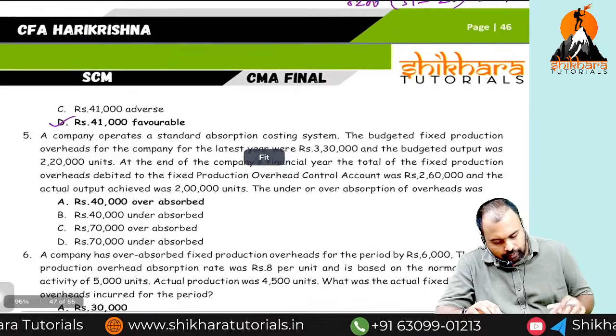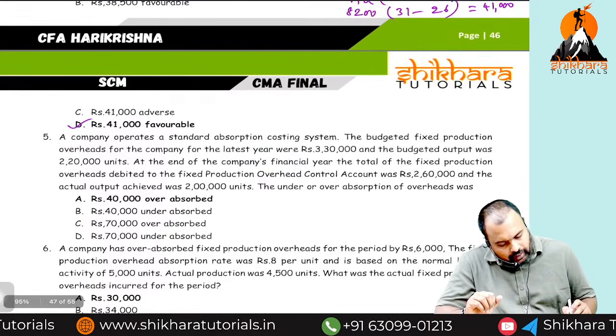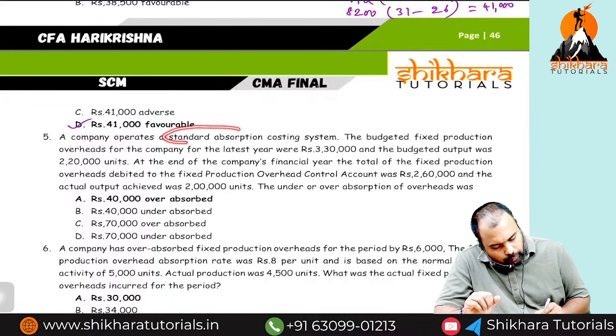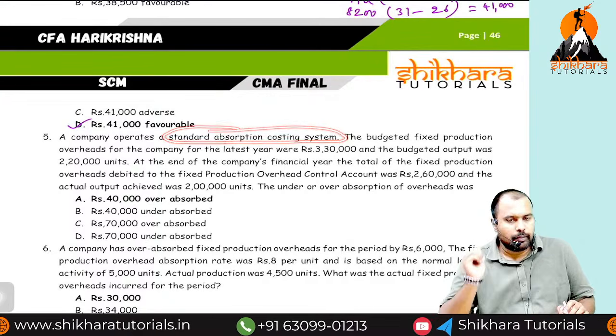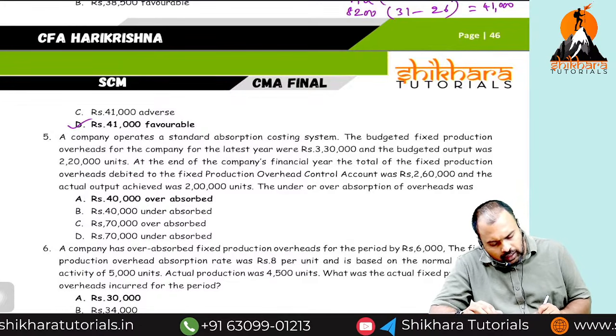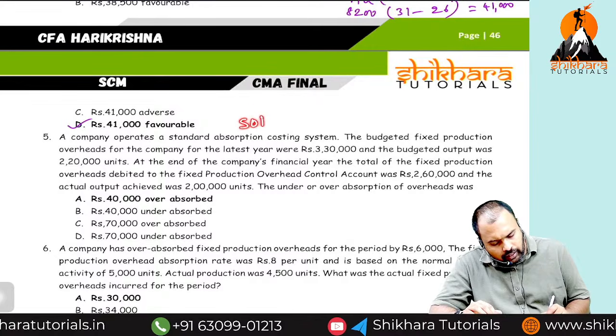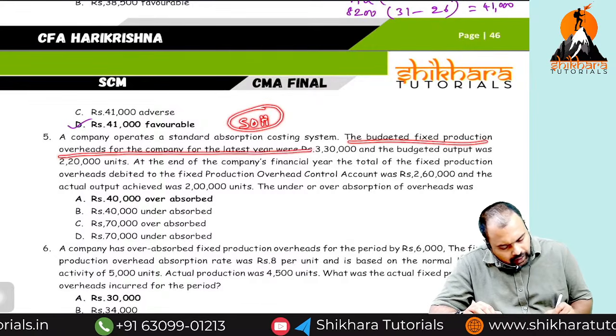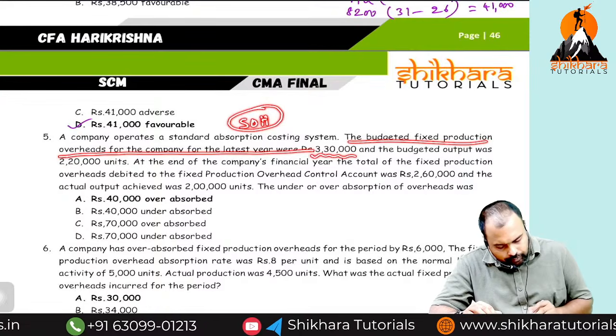Okay, next. A company operates a standard absorption costing system. It means they're not following the ABC system. They're going to follow the absorption costing system. Absorbed overhead is nothing but standard overhead. The budgeted fixed production overhead of a company in the last year was 3,30,000.